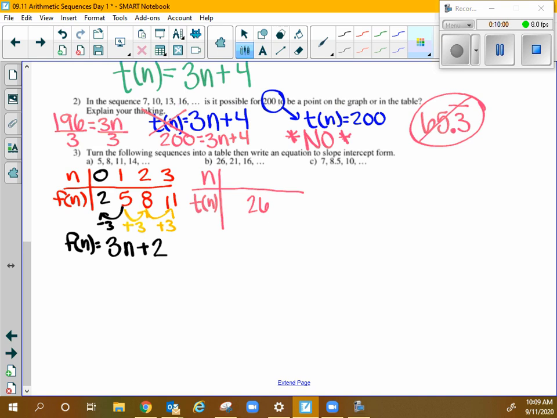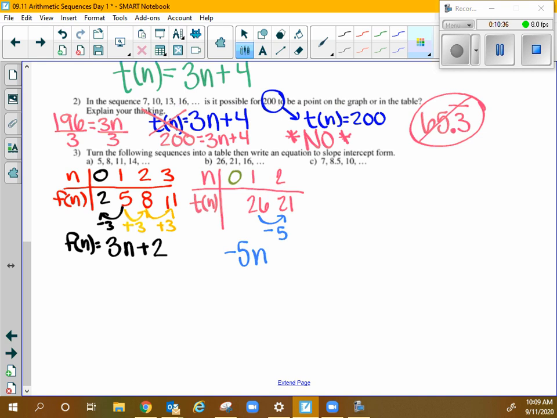Okay, 26. We all are jumping ahead of me, but yes, it is -5. 26 is what term? 1. 21 is what term? 2. Okay? So, yes, I am subtracting 5 each time, or plus -5. So my slope, or my multiplier by n, would be -5n. Does everybody see where that came from? Yes. Okay.